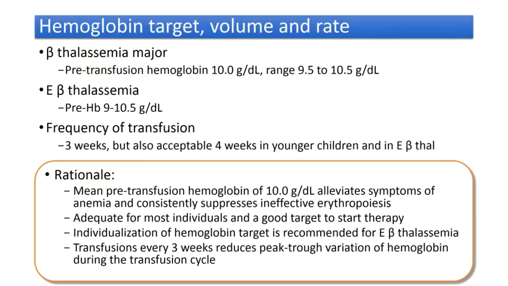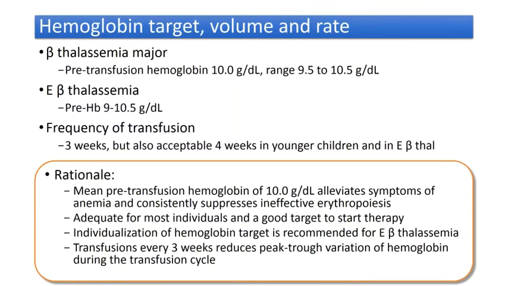What are the recommendations for target pre-transfusion hemoglobin, volume, and rate? In beta thalassemia major, we recommend that the pre-transfusion hemoglobin be maintained at an average of 10 grams per deciliter, with a range of 9.5 to 10.5 grams.